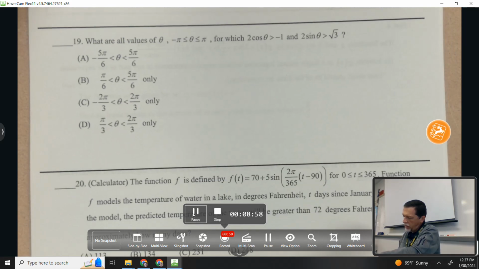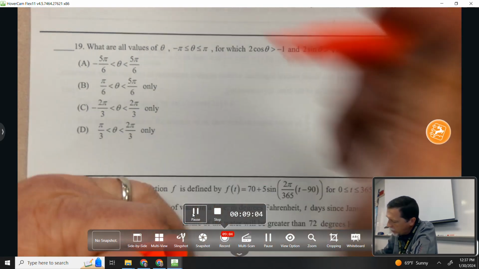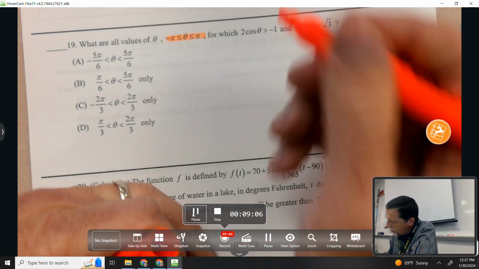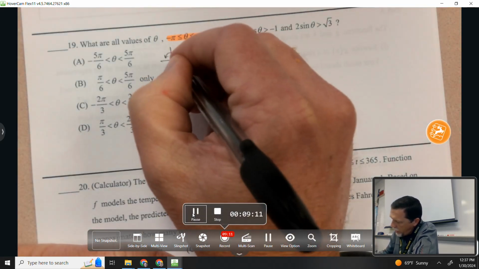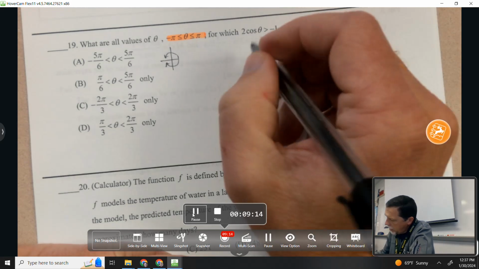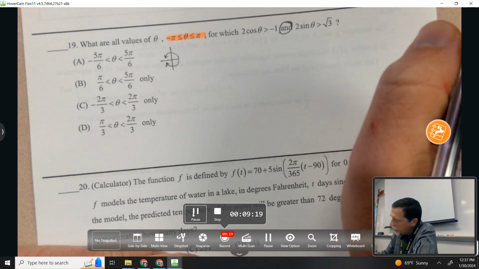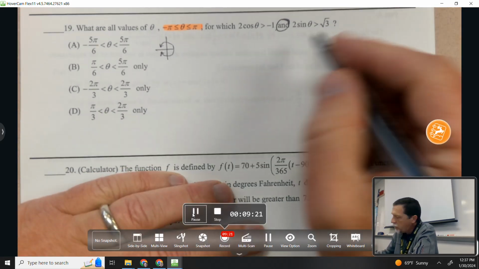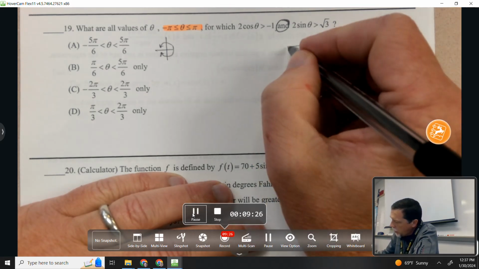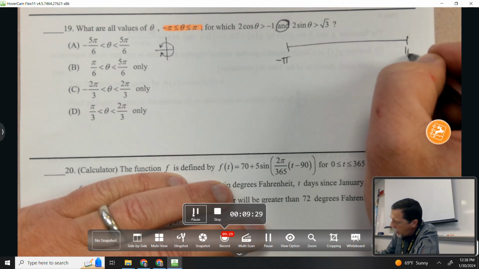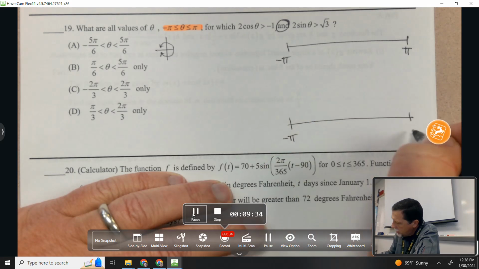Number 19. What are all the values between negative pi and pi? Oh, I need to be careful here. This isn't my normal look. That means I've got to look forward pi and back pi, for which 2 cosine is greater than negative 1 and 2 sine is greater than square root of 3. So I need to find both of those and basically look for the overlap. So I'll need to do a number line from negative pi to pi, really for both of them, and then see where they overlap.